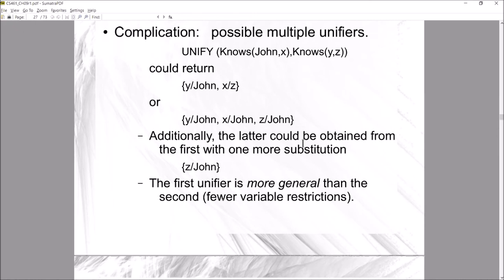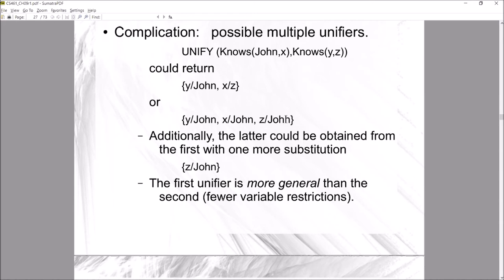Understand what's going on here, understand the need for standardizing apart and when it's applicable and when it's not. Okay, anyway, so there's another complication that can crop up here. Through a unification attempt, you could end up with multiple unifiers. You can have multiple substitutions that solve your problem, that create the two sentences, P and Q, that are the same.